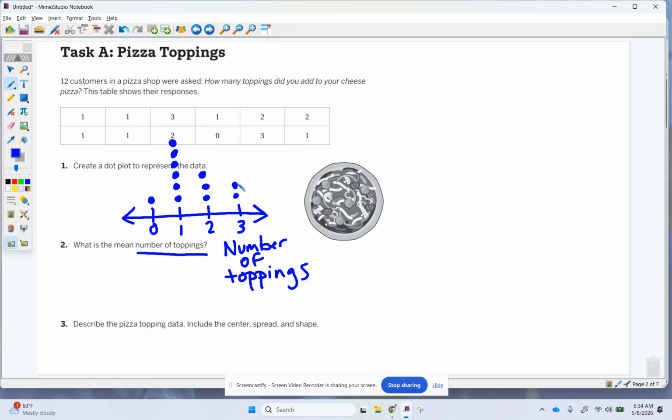Now, I really like this. I wouldn't have extra numbers. Like, I don't need a four, five, or six. And that's what it shows in your workbook. I'll show that in the next slide.